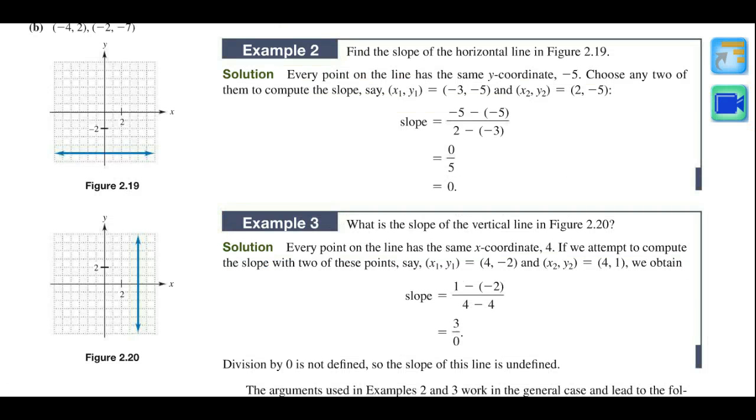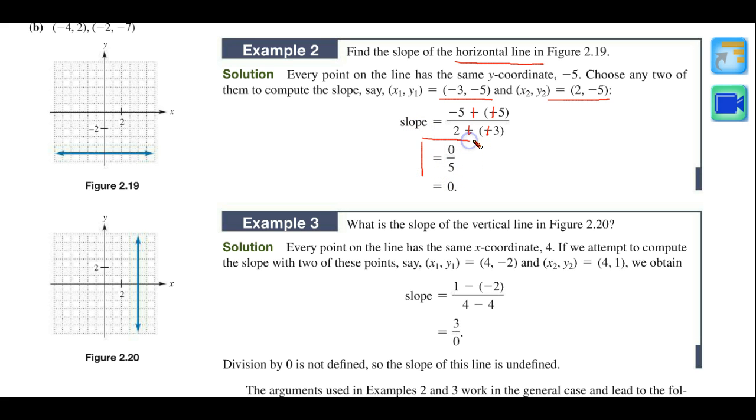In example 2, they're asking us to find the slope of a horizontal line, as we see here. Now we can take any values we want. Here they're taking these two. So it'll be a negative 5 minus a negative 5. Remember, this is going to become a plus here. And this is a plus also. And that becomes a 5.